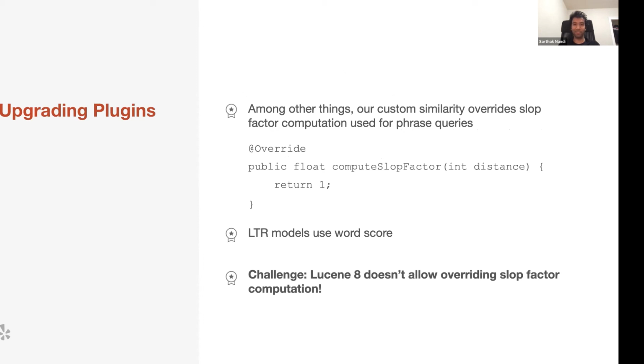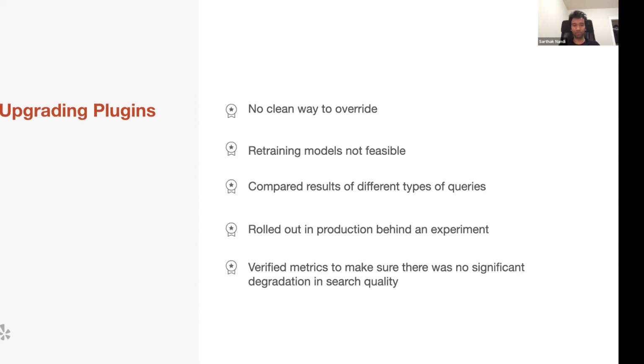Now, I just explained how the slop factor is used to get more relevant documents for phrase queries. So it might seem counterintuitive that we were overriding this to 1, but it worked for us because our phrase queries use fewer terms in most cases, and also because we didn't have that many phrase queries. So now it becomes a problem for us because the learning to rank models that we have use the word score as well. And these word scores now change because of the change in the slop factor. So what to do now? There was no clean way to override this, and we didn't want to retrain all of our models.